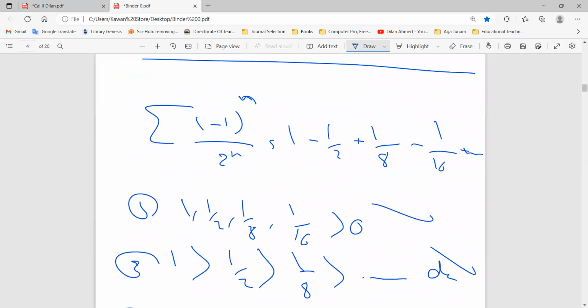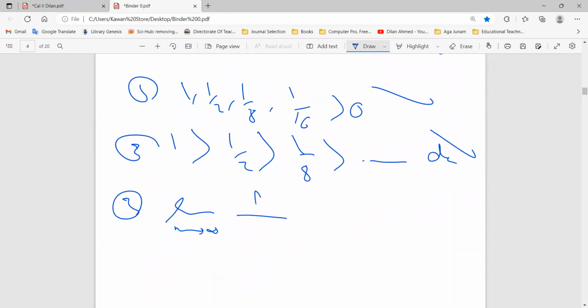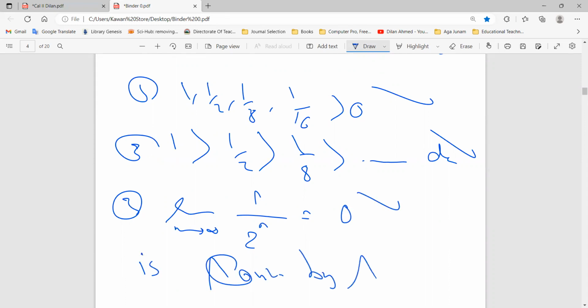Where's un? Where's un? 1 over 2 to the power n, you are right. Equal to what? To 2 to the power n? No, infinite. 1 over infinity is 0, you're right. So it converges by the alternating series test.